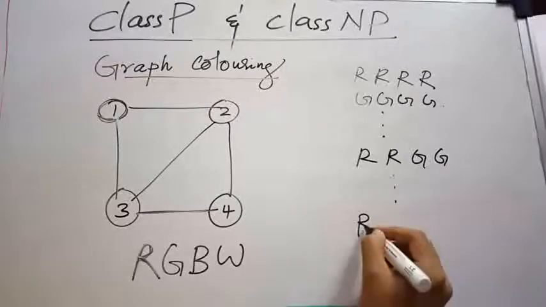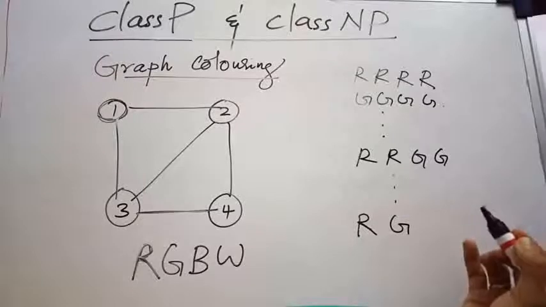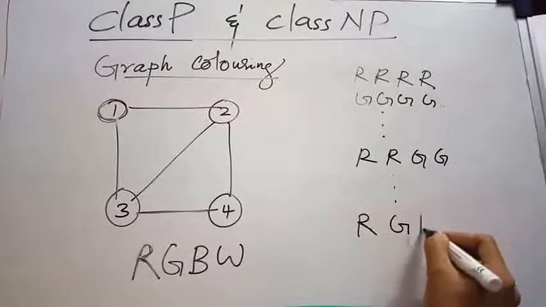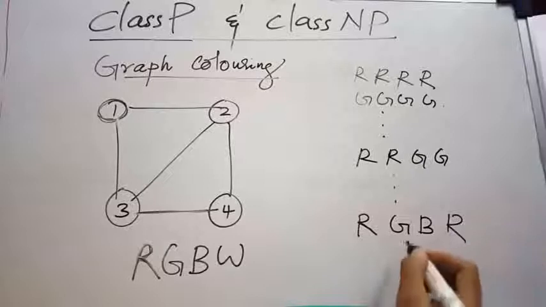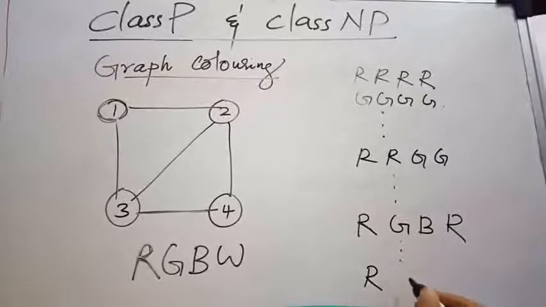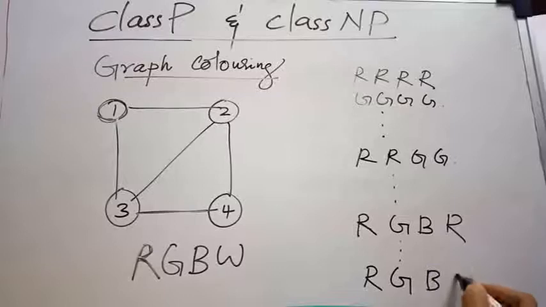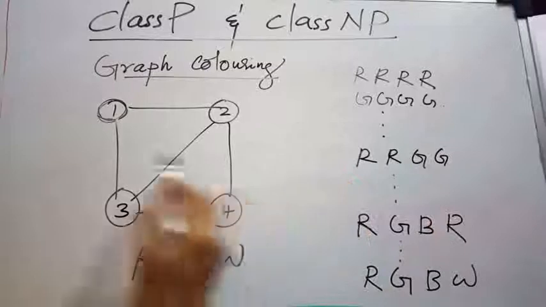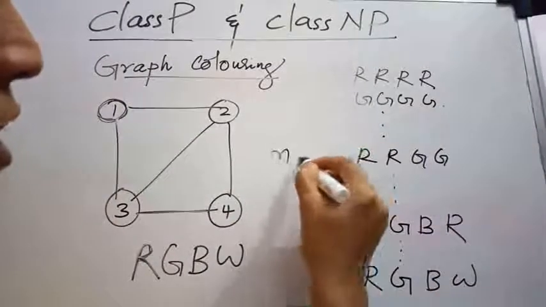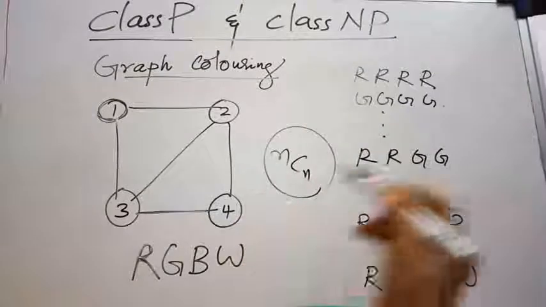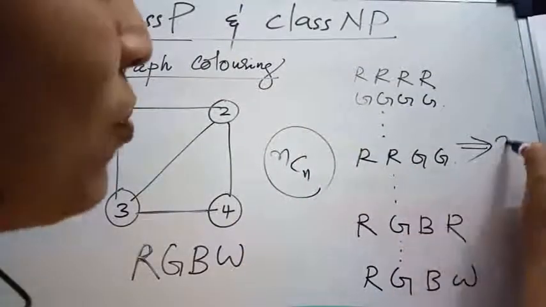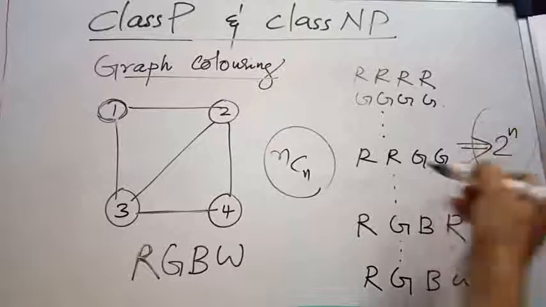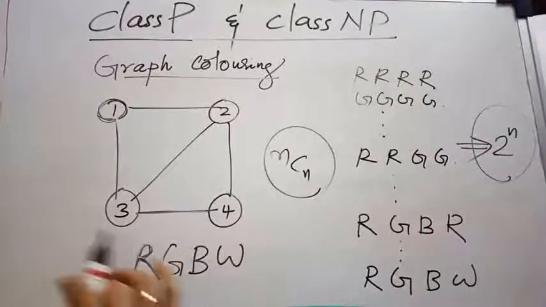red, green, red, black, red. Another combination may be red, green, blue, white. So many solutions are here. So how many combinations are here? If we have n number of nodes and n colors, we have n^n combinations, right? So this leads to a time complexity of 2 raised to n. So it is exponential. Okay, so this is the problem of graph coloring.